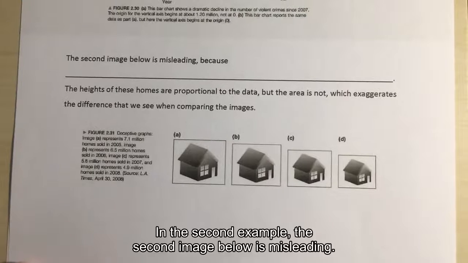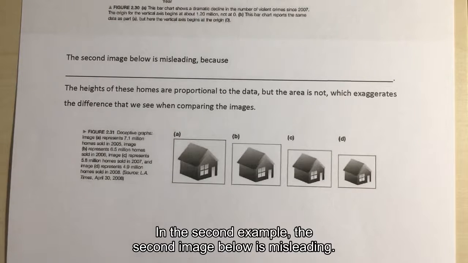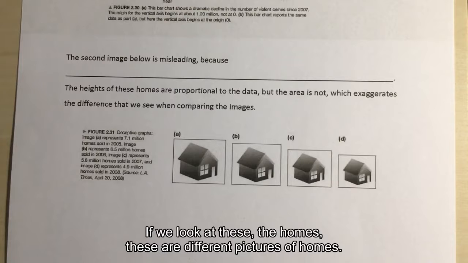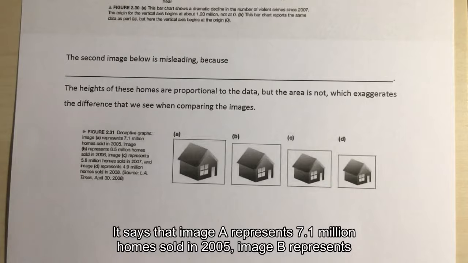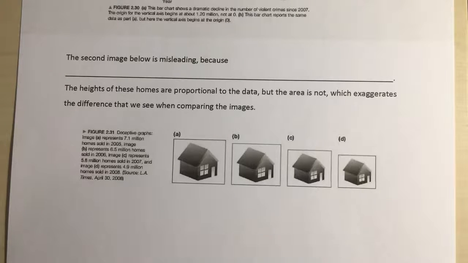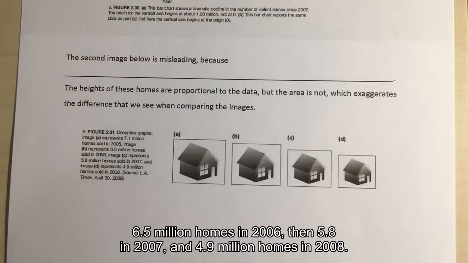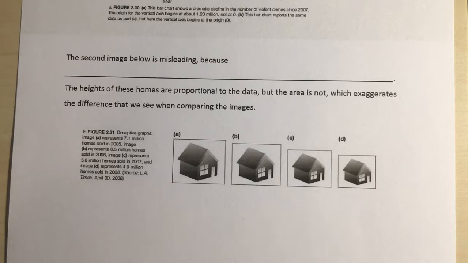In the second example, the second image below is misleading. If we look at these, they are different pictures of homes, and it says that image A represents 7.1 million homes in 2005, image B represents 6.5 million homes in 2006, then 5.8 in 2007, and 4.9 million homes in 2008.